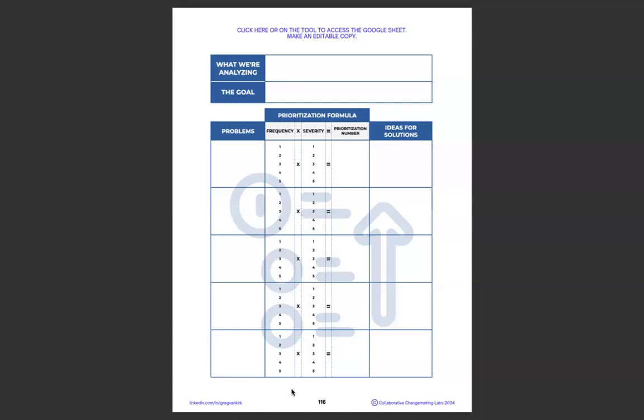So then problems. If you look at the left-hand column, there's room for 5. You may have 1, you may have 3.